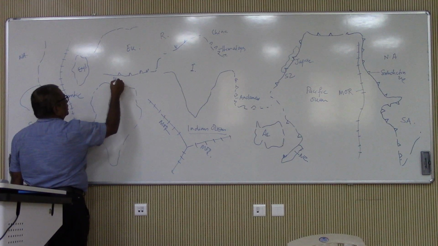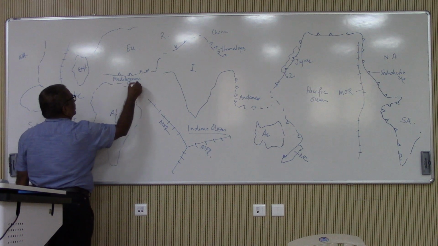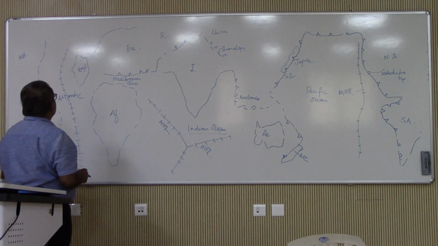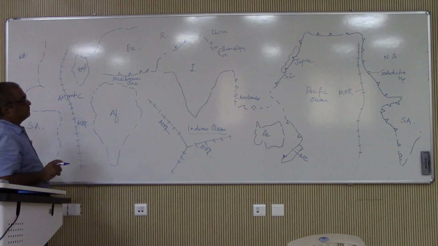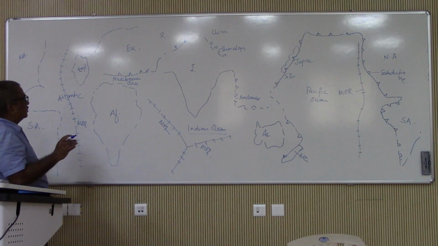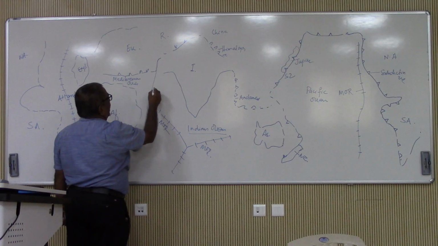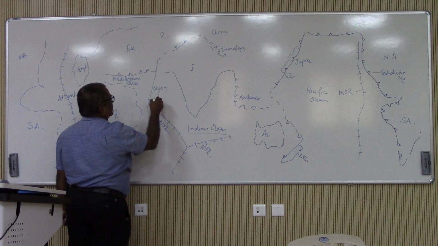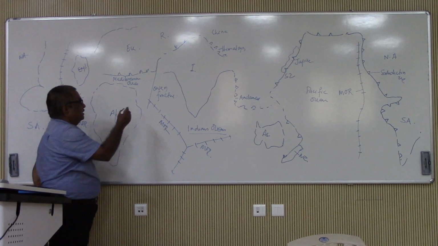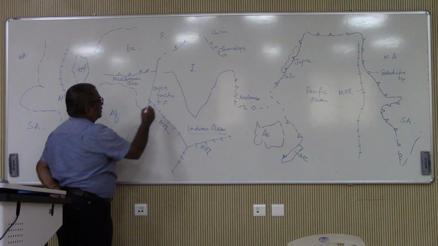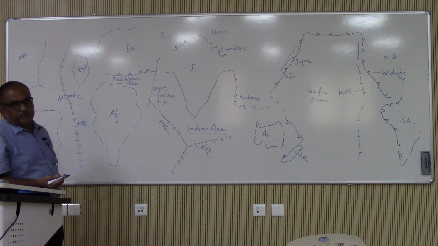Here is the Mediterranean Ocean. This is a mid-oceanic ridge, the Atlantic mid-oceanic ridge. Two more things you also write. Here, this is the Owen fracture. This is a transform fault. Owen, O-W-E-N. Owen fracture, Owen fault. That is a transform fault.